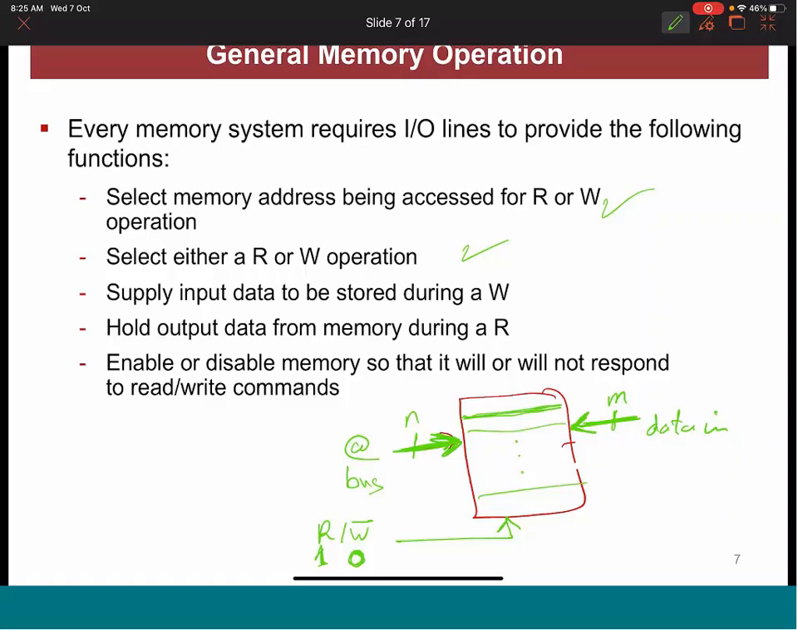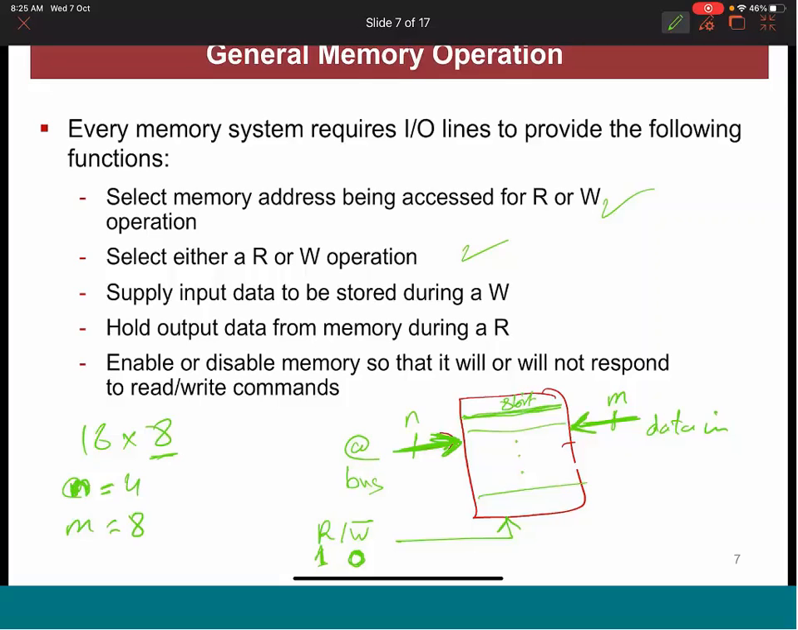So if I say 16 by 8 memory, this means the address N is equal to 4, and M is equal to 8, because the size of the word is 8 bits here. I need to provide 8 bits. If I want to write data, I need to provide 8 bits. So data in, the size is M. I'm putting the general case here, but of course M is equal to the number of bits, or the size of the word.